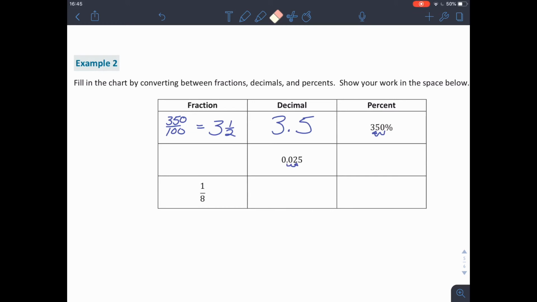You can pause the video here and try to convert our decimal of 25 thousandths and our fraction of 1/8 into their corresponding fraction, decimal, and percent amounts.